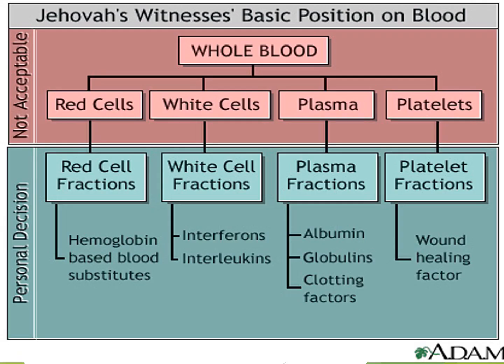So just remember, with Jehovah's Witnesses, right? Their basic position on blood: they will not accept whole blood, red cells, white cells, plasma, or platelets. The personal decision comes down to whether they can get red cell fractions, hemoglobin-based blood substitutes, right? White cell fractions, which are pretty much interferons and interleukins, plasma factors, which include albumin, globulins, and clotting factors, and platelet fractions, which have wound healing factor, right? So again, that's the Jehovah's Witnesses, and for everybody else, it's a personal decision whether they'll accept it or not.